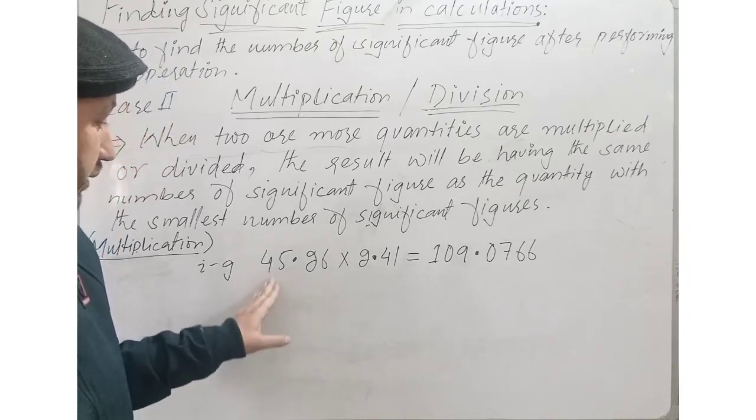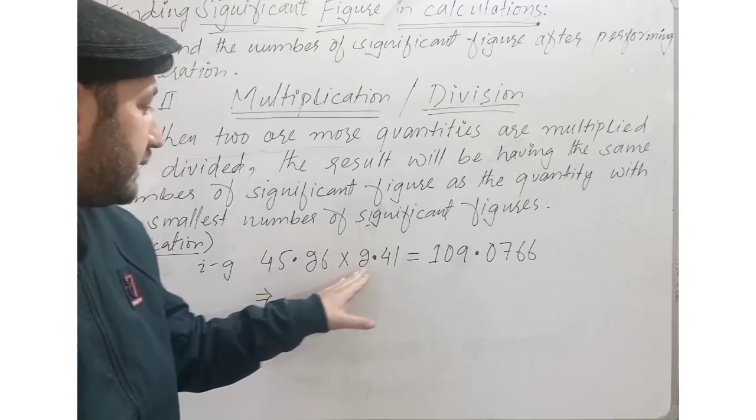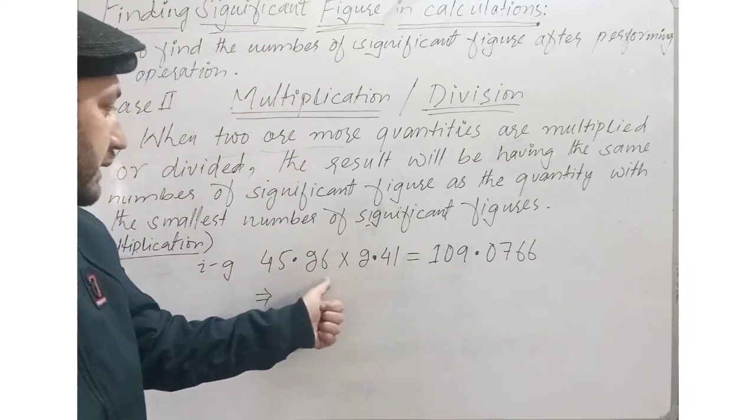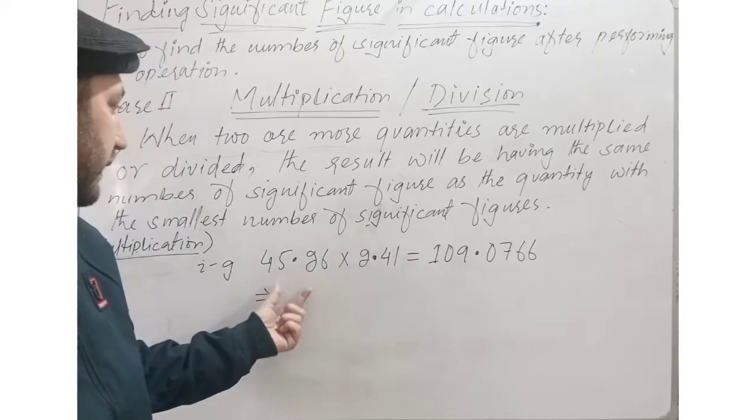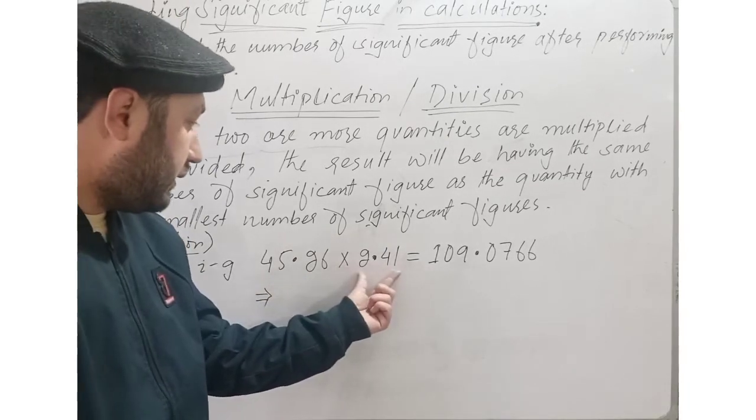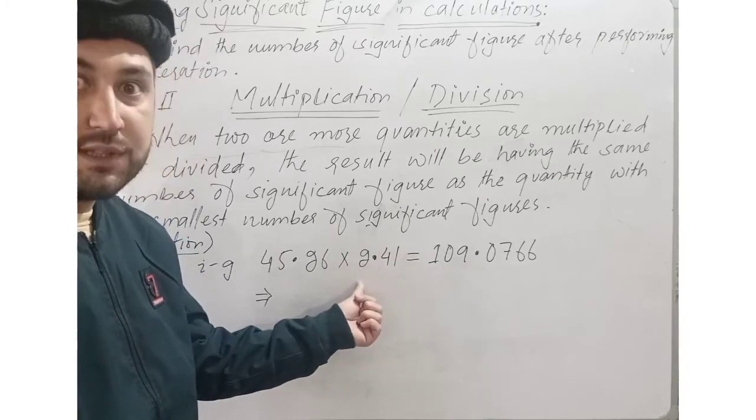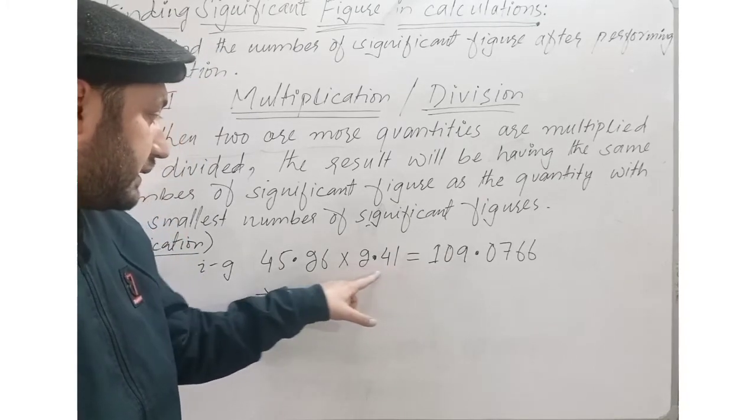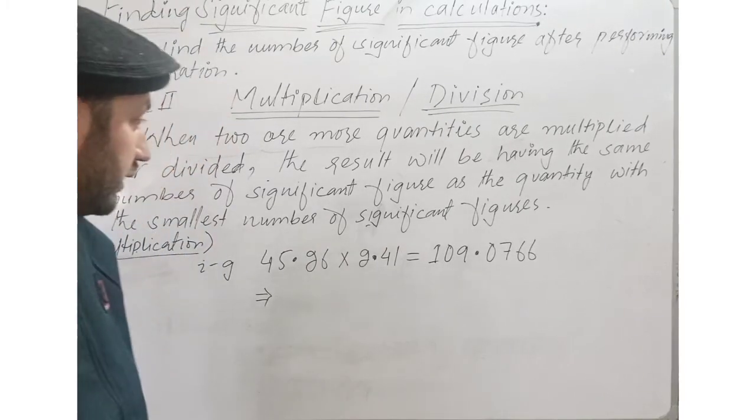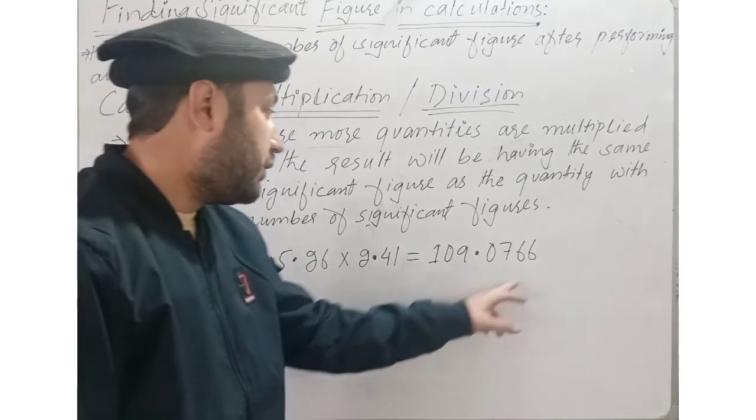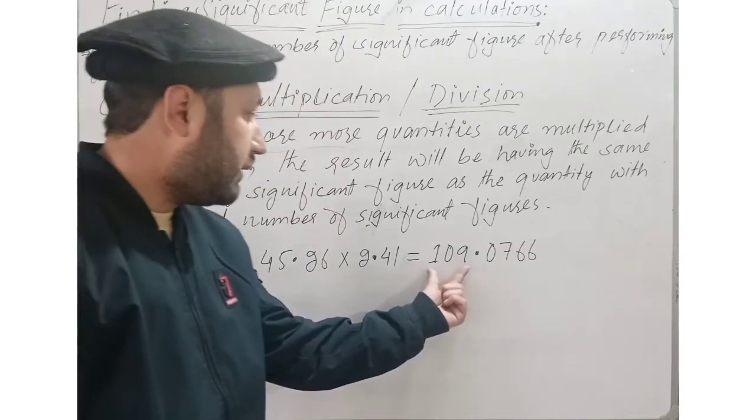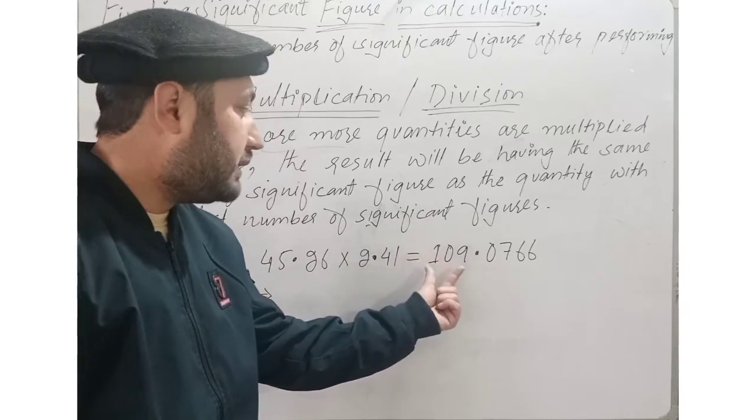Okay, so you can see that when you multiply these two quantities, we will get this result, and these two quantities have different numbers of significant figures. Over here we have 4 significant figures, and in this value we have only 3. So the second quantity has fewer significant figures. So what we are going to do is round off all these digits and make our result 3 significant figures.